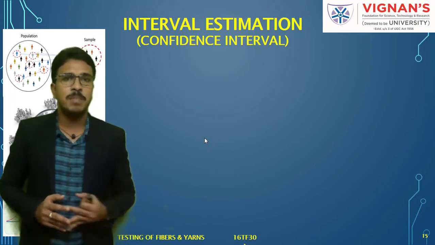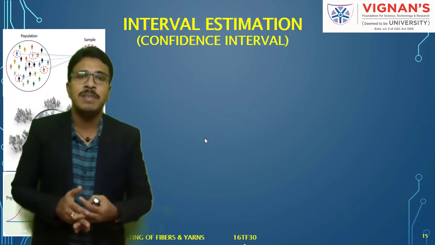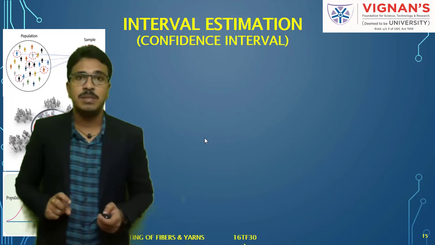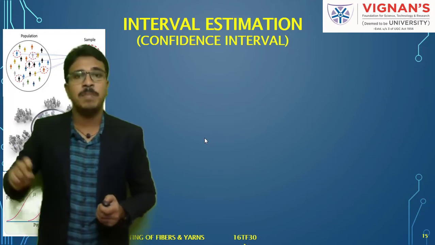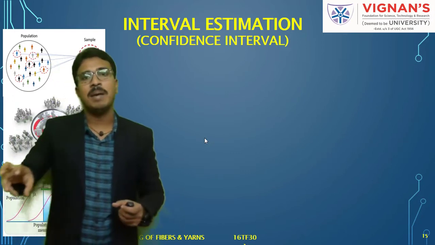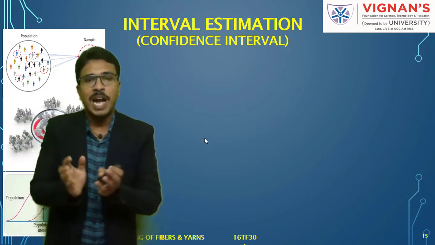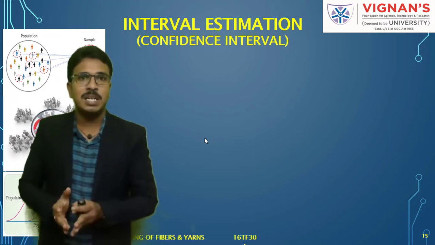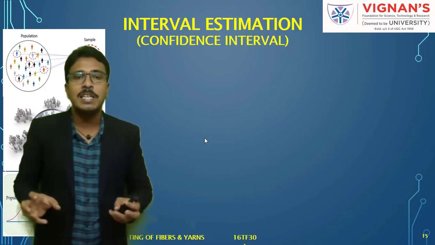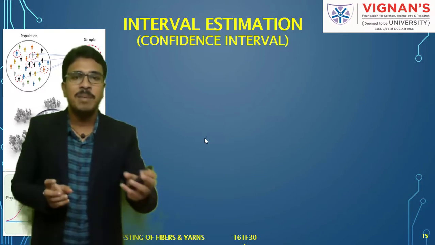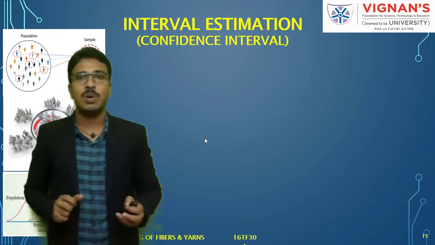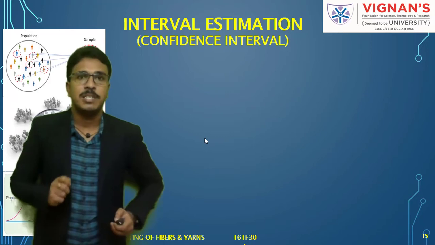I told you already in the previous slides, in interval estimation, we are estimating the population parameter between two numbers, a lower limit and then an upper limit. That means there is a guarantee that the values lie between these two values, lower limit and upper limit. So that kind of estimation is called interval estimation.